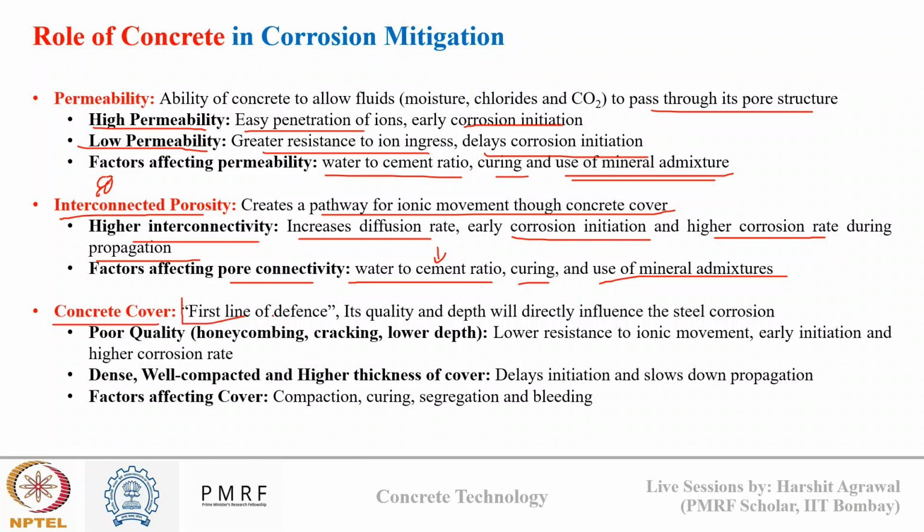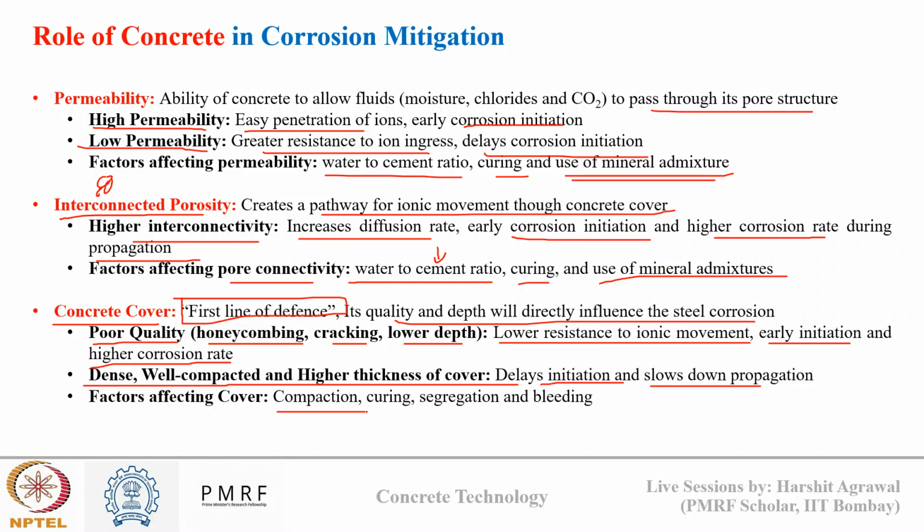Okay, now concrete cover. This cover acts as a first line of defense, and its quality and depth will directly influence the steel corrosion that we have already understood by now. So if I have a very poor quality cover which has honeycombing, cracking, or lower depth, what will happen? It will provide lower resistance to ionic movement, initiate corrosion early, and lead to a high corrosion rate. However, if you have a dense, well compacted cover, it can delay the initiation and slow down the propagation. Okay, and how can I control the cover? I can control the cover quality by using proper compaction, curing, and preventing segregation and bleeding from occurring during concreting.